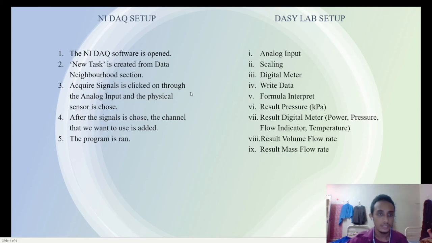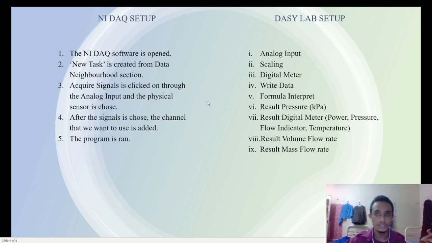So for the needed setup, first you need to connect the physical sensor to the computer and to the software, and after that, open the software, and a new task is created from the data neighborhood section. After that, you click on acquire signals through the analog input, and the physical sensor is chosen. After the signal is chosen, the channel that we want to use is added. Next, the program is run.